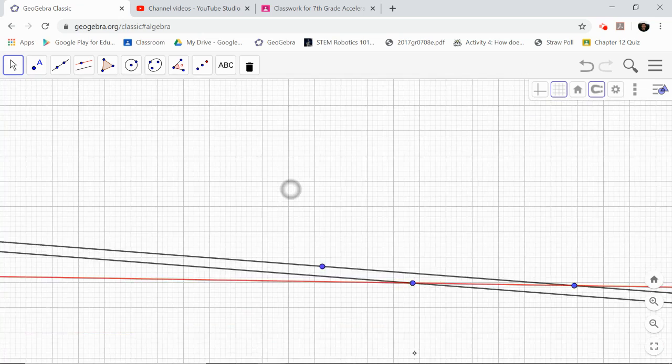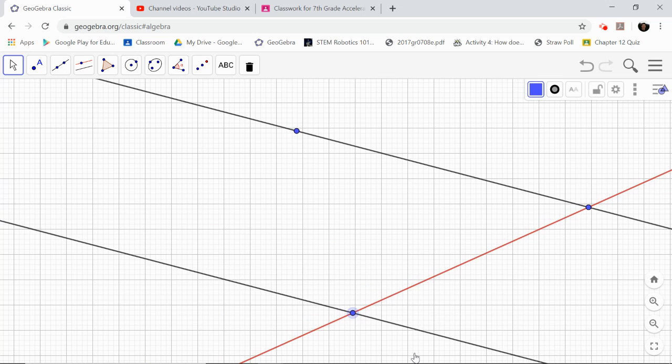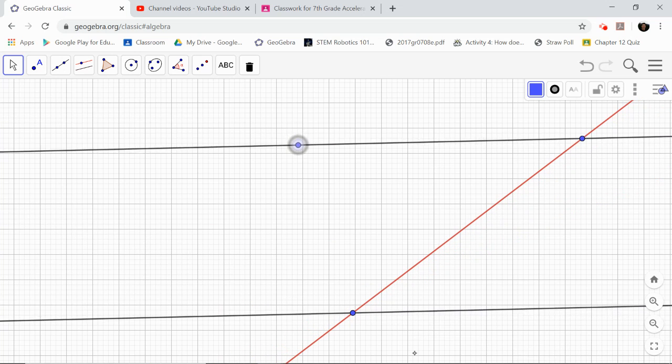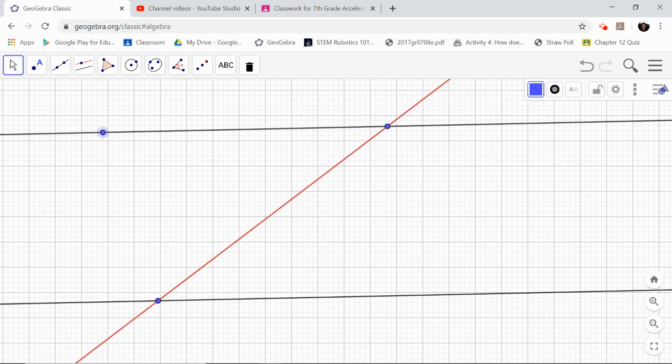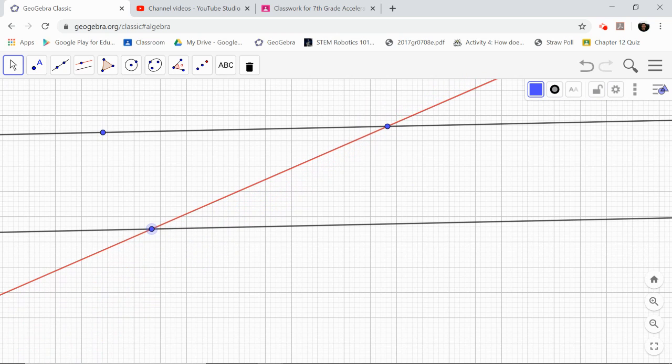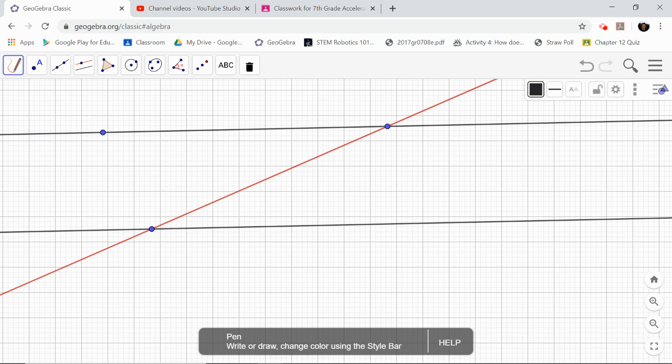All right, now let's move on to the new information. Parallel lines. I've got some parallel lines here. Let's straighten them up a bit. The two black lines are parallel to each other, and they are crossed by the red line, and the red line is what we call a transversal. When you have two parallel lines and a line crosses those parallel lines, that's known as a transversal. A bunch of angles are formed, and I want to talk about the angles that are formed.